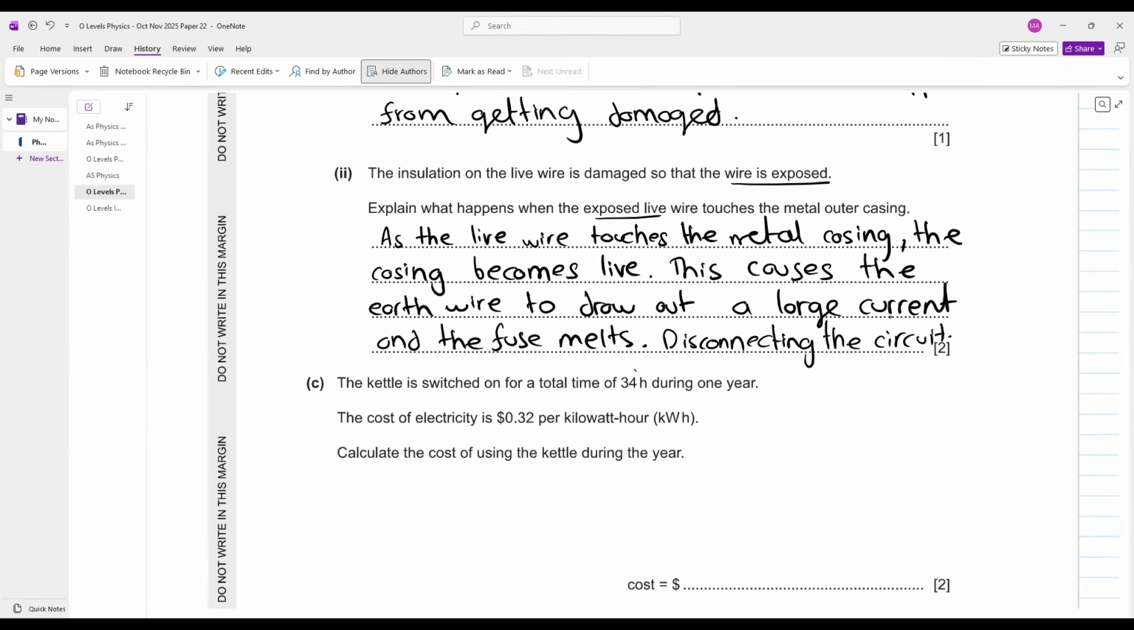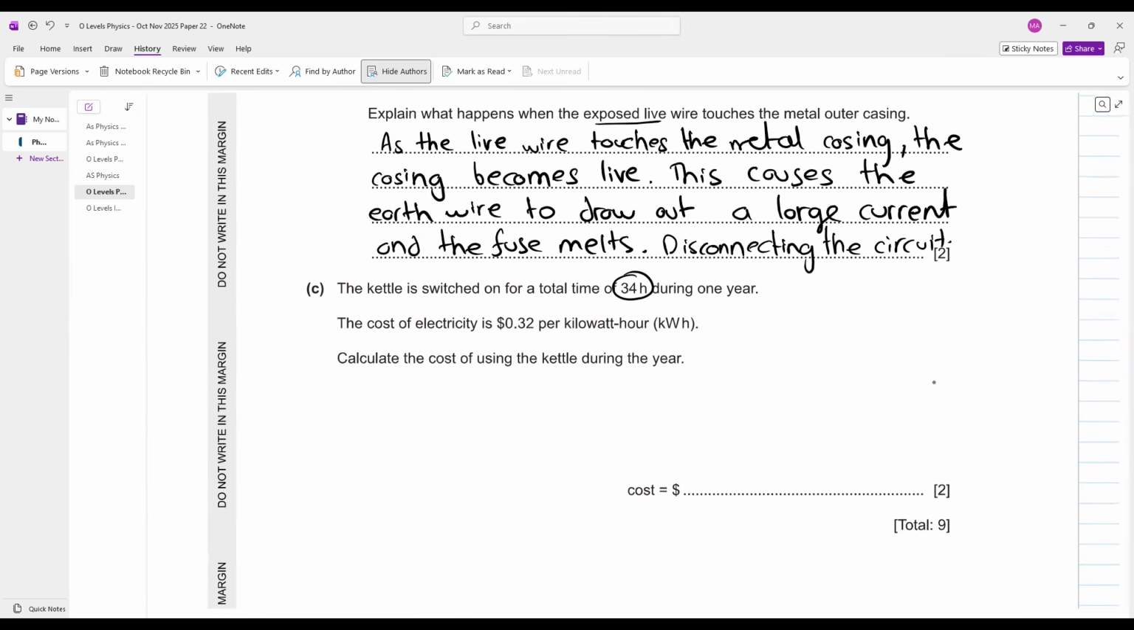The kettle is switched on for a time of 34 hours during 1 year. The cost of electricity is $0.32 per kilowatt hour. Calculate the cost of using the kettle during the year. बेटा अब आपको ये बात याद होनी चाहिए कि किलोवाट आवर इज अ यूनिट ऑफ व्हाट? This is a unit of energy.